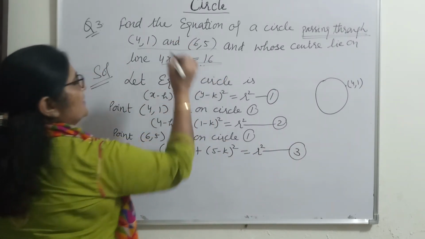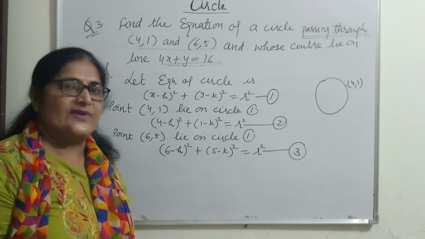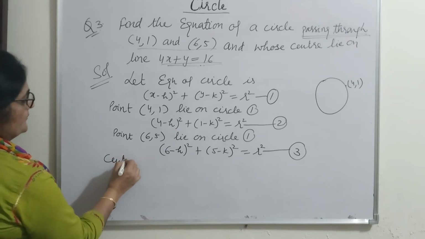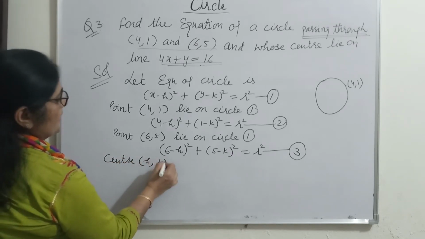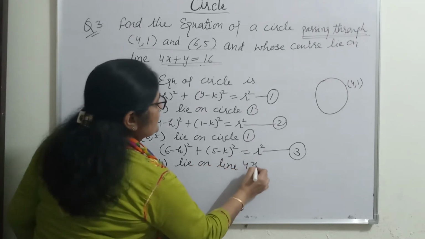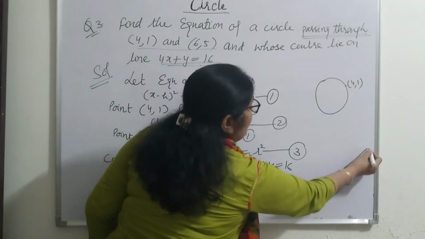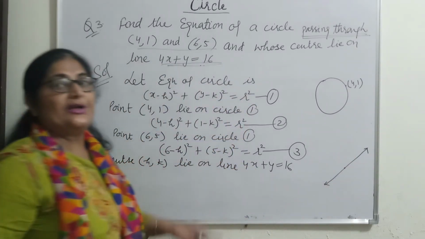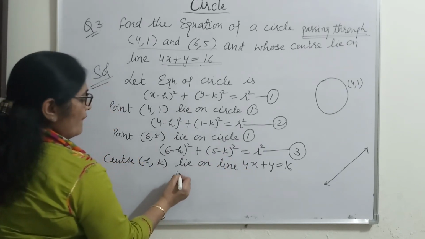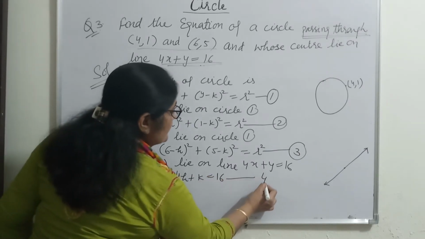Now the second condition: the center lies on the line 4x + y = 16. What is the center? The center is (h, k). Center (h, k) lies on the line 4x + y = 16. The same thing: if a point lies on a line, the coordinates of the point will satisfy the equation of the line. So 4h + k = 16. Let this be equation 4.